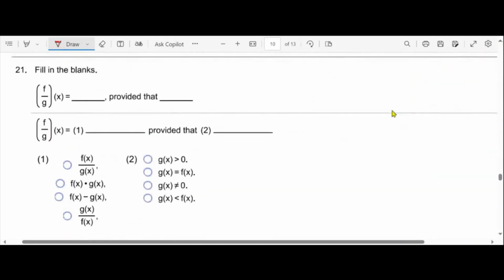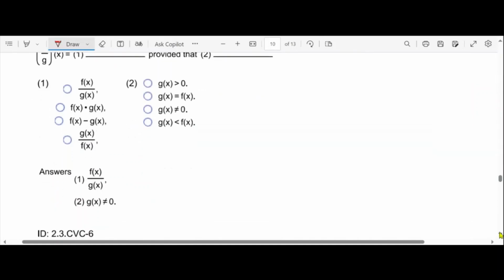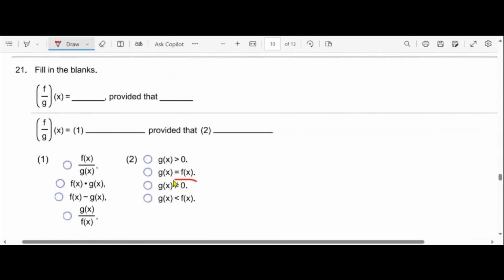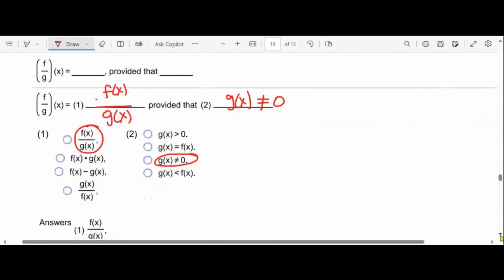Next one. Okay, fill in the blanks. F over G of X equals blank, provided that. Well, F over G equals F of X over G of X. That's the first one. Provided that G of X is less than zero. No, it cannot be 0. Is this clear? Yes. Because if it's 0, then what's going to happen? Undefined. Exactly. Thank you very much. Next one.